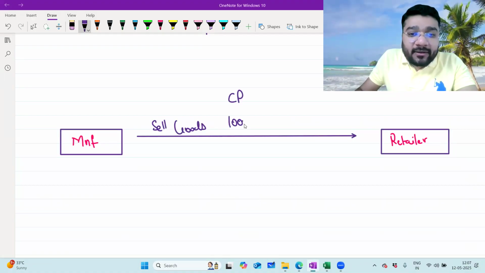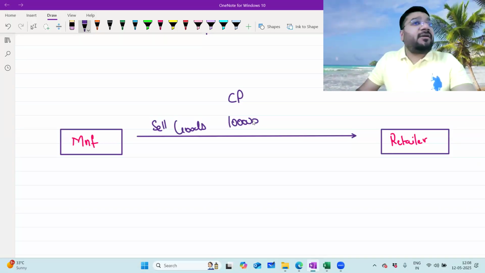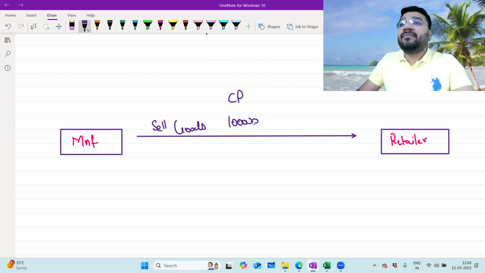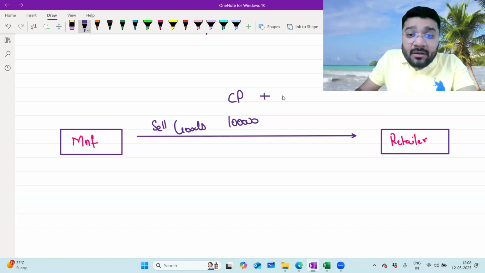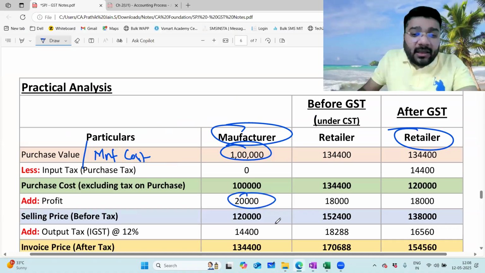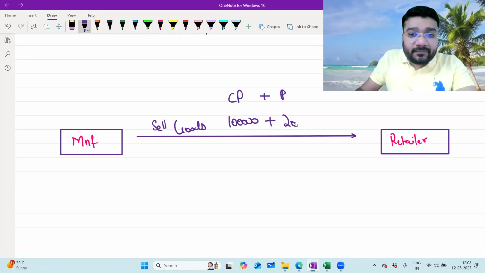Cost price 1 lakh. Will the manufacturer sell the goods only at cost? What will he do? Sir, he will add the profit margin. How much is the profit margin here? Sir, 20,000 rupees is the profit margin. Wonderful.